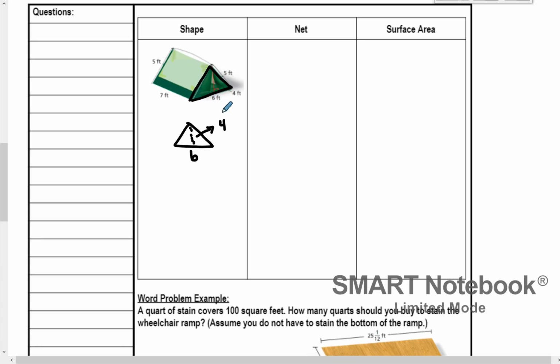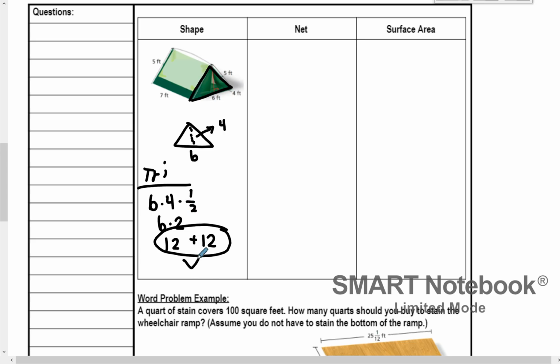So to find the area of our triangles, we take 6 times 4 times 1/2. I'll take 1/2 of 4, which would just give us 6 times 2, which is 12. We have 2 of those identical bases, so we'll have 12 plus 12, which I will later simplify to 24. All right. Next, we are going to do our left and right sides.